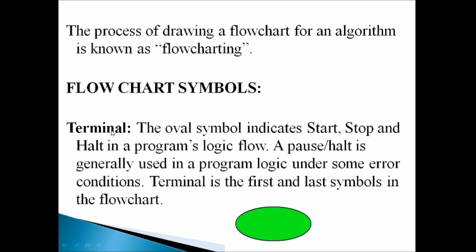Now let us see some of the commonly used flowchart symbols. The first one, terminal. In the terminal, we are going to use the oval symbol which indicates the start and stop point. While we discussed the algorithm, I told you that all algorithms should start with the step start the program and should end with stop the program. To indicate the start and stop point of the flowchart, we have to use the oval symbol.